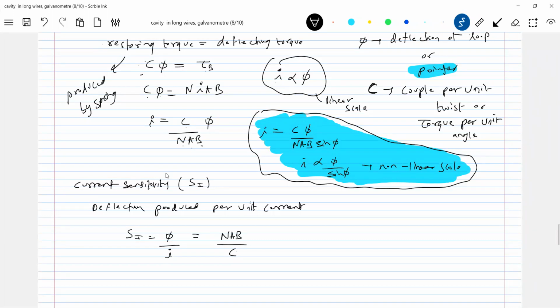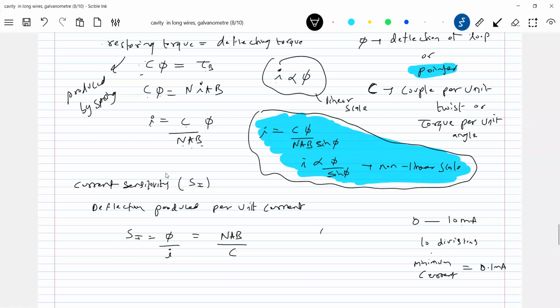Suppose the range is 0 to 10 milliampere, and there are 10 divisions. Tell me, what is the least current you can measure? What is the maximum current? 10 milliampere. There are 10 divisions. Then what is the least current you can measure? Minimum current is 0.1 milliampere.